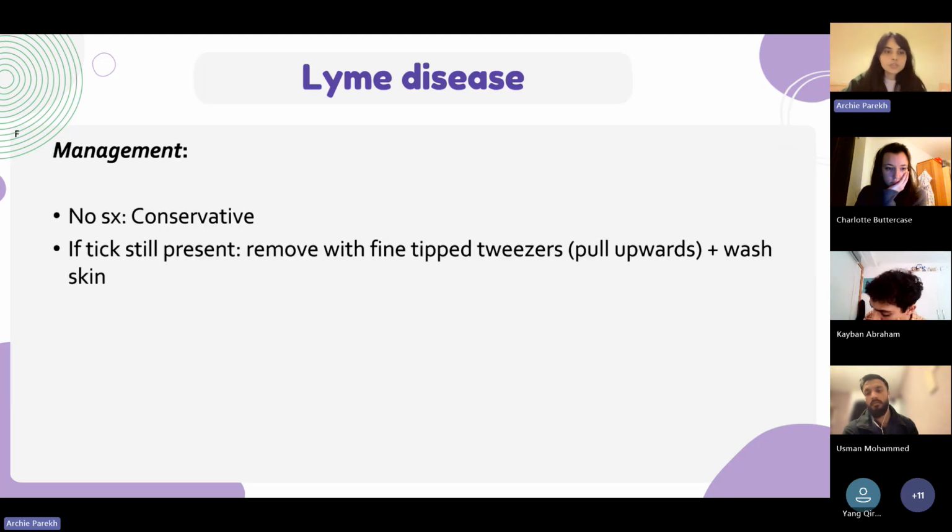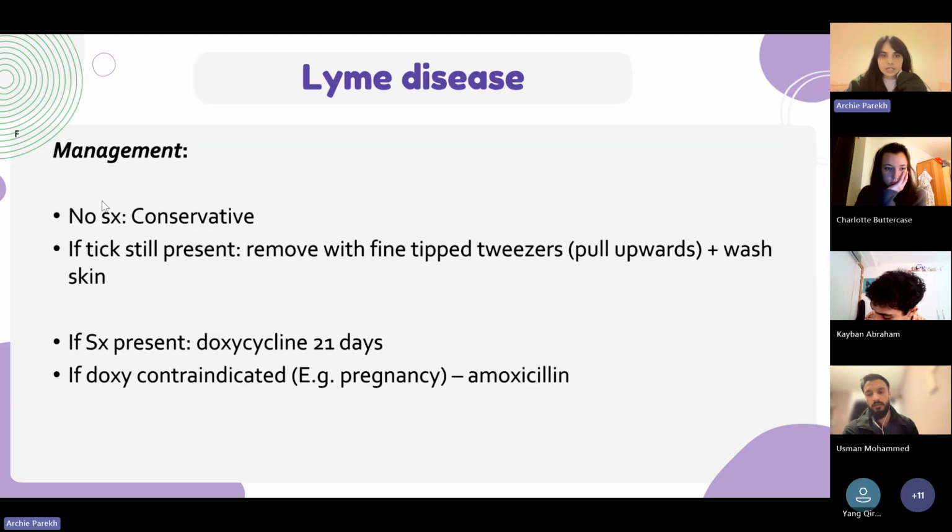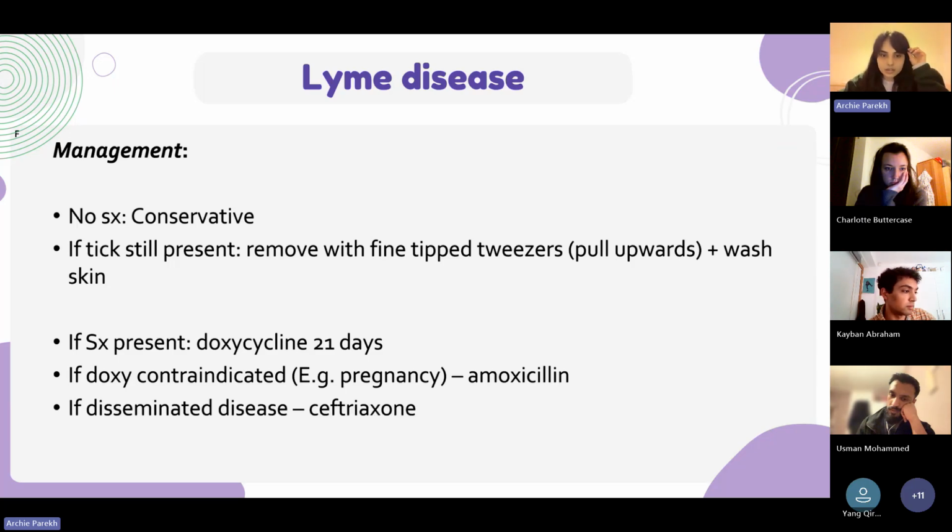Management is conservative. If you can still see the tick, then remove the tick, obviously. If there are symptoms present or if the rash is present, then you'd give them doxycycline for 21 days, which is quite a long course of doxycycline. If doxycycline is contraindicated, for example in pregnancy, you'd give them amoxicillin, which is interesting because normally in pregnancy, the only antibiotic you think of giving is erythromycin. In Lyme disease, you give them amoxicillin because it's quite a severe infection with a lot of negative sequelae.